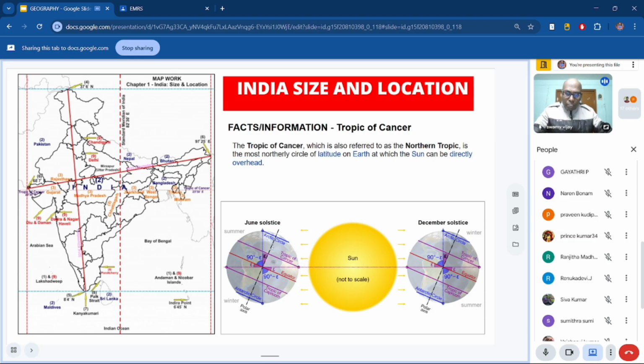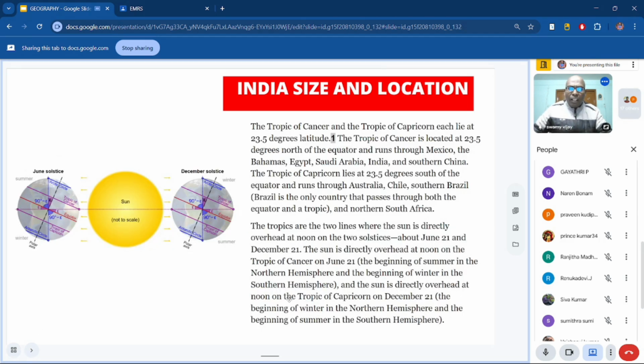So in the northern hemisphere is the Tropic of Cancer, and in the southern hemisphere is the Tropic of Capricorn. At least remember the basic fact. Tropic of Cancer is in the northern hemisphere, Tropic of Capricorn is in the southern hemisphere, and 0 degree latitude is called the equator. The Tropic of Cancer and the Tropic of Capricorn each lie at 23.5 degrees latitude.